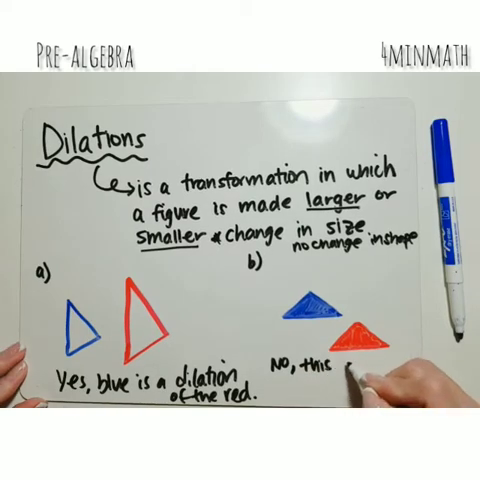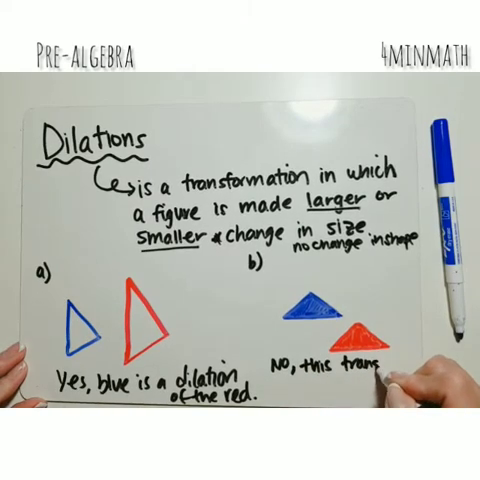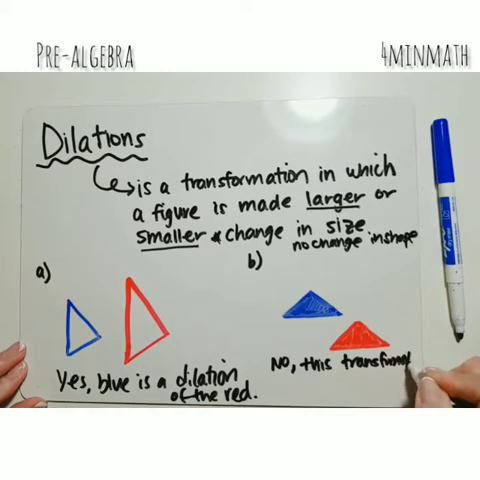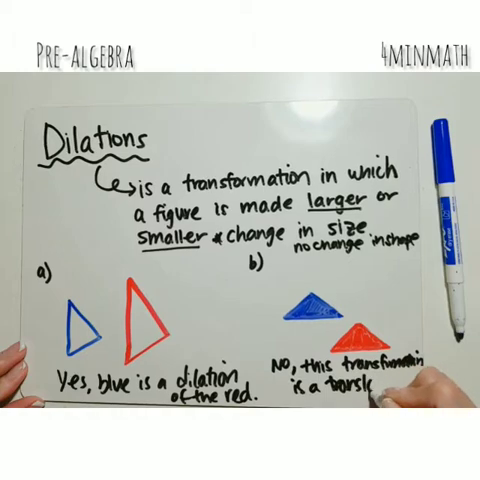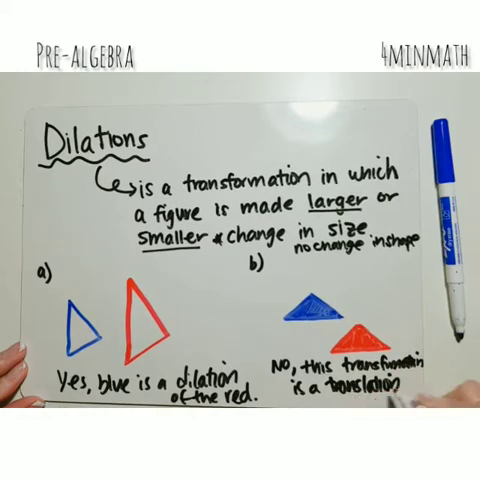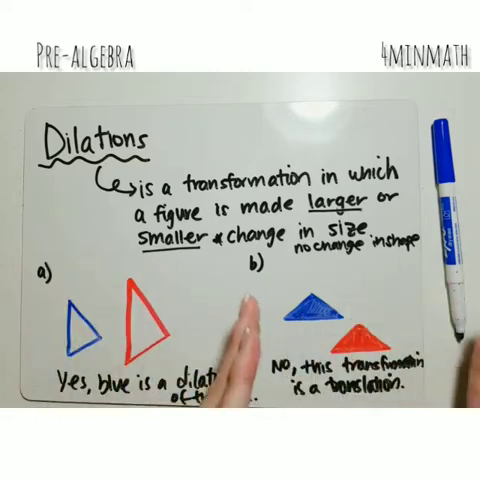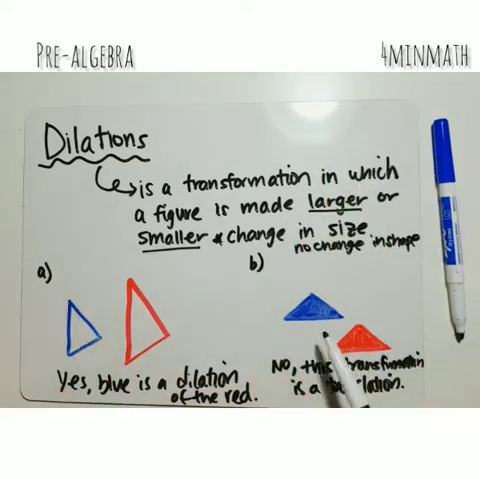This transformation is a translation. Remember translation back in 2.1, I believe, or 2.2? It's a slide. Translation is when you move left, right, up, or down. So this figure probably just moved right and down or down and right. Doesn't matter. But this is a translation, not a dilation.